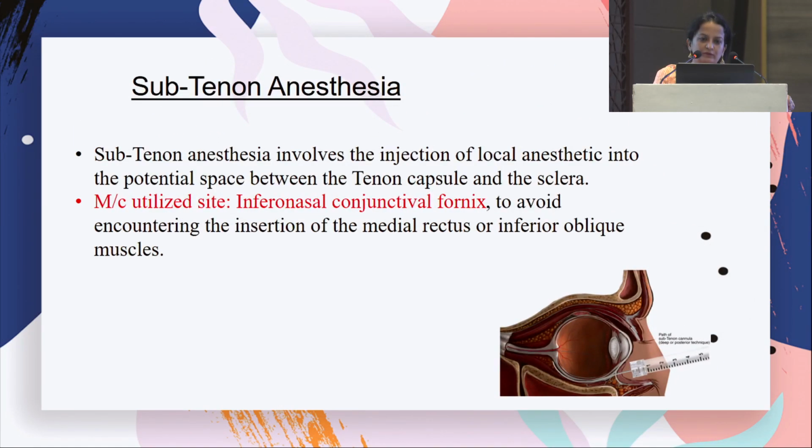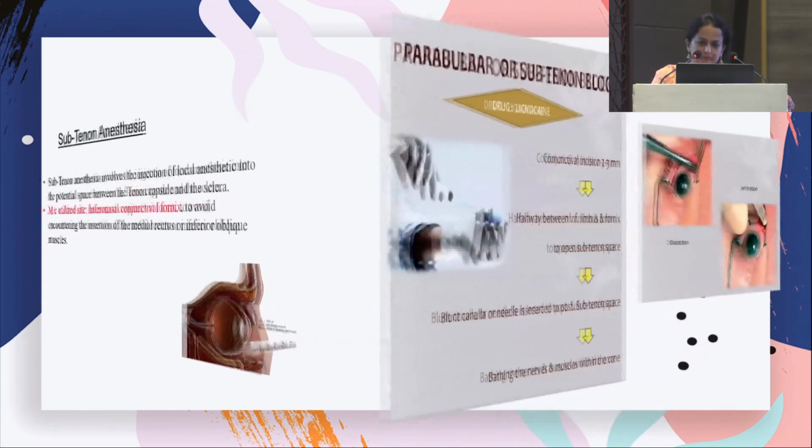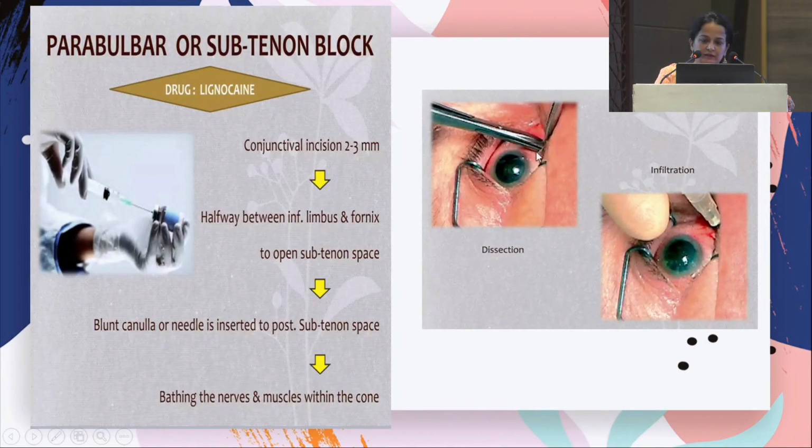Talking a little bit about subtenon injections. Here the most commonly used site is the inferonasal conjunctiva. Here we give a 2 to 3 mm incision into the conjunctiva halfway between the inferior limbus and the fornix to open the subtenon space. Then we either put in a blunt cannula or directly insert the needle. So it covers the muscles and nerves within the cone.